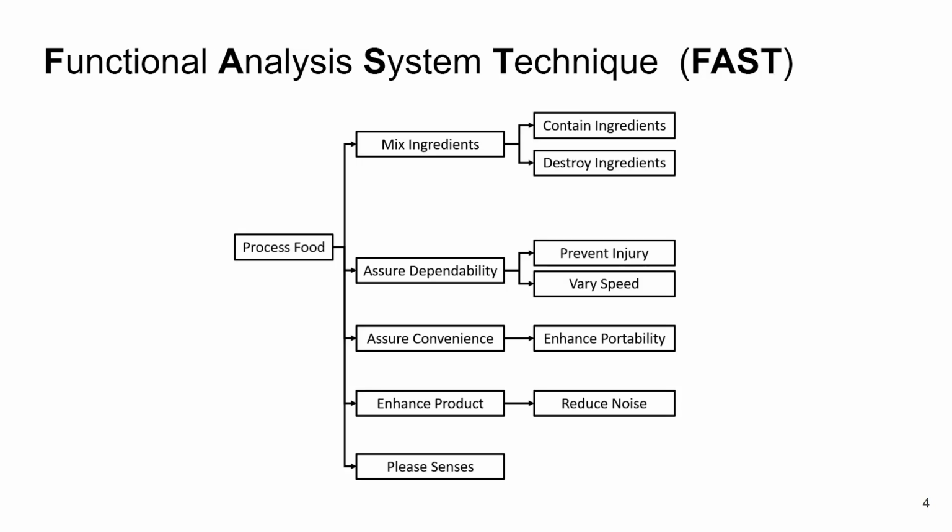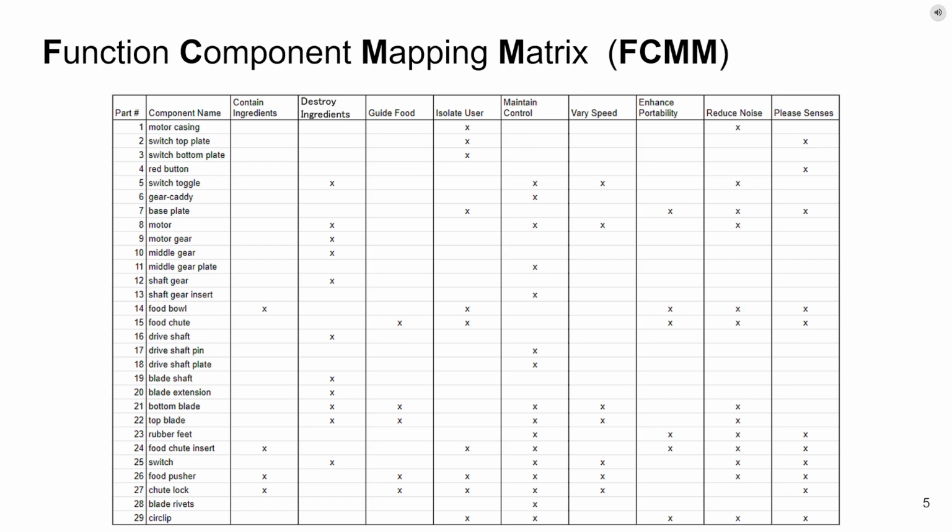Here's the FAST diagram for a food processor, and it has one main functional branch, which is to mix ingredients. Shown below is a function component mapping matrix for the food processor, which shows which components perform which functions. This shows which components are the most important, and therefore should be looked at first for redesign. As one can see, the food bowl, top blade, bottom blade, the food pusher, and the chute lock, as well as the food chute insert, perform the most functions. However, as discussed later, the top and bottom blades will be looked at for redesign first.